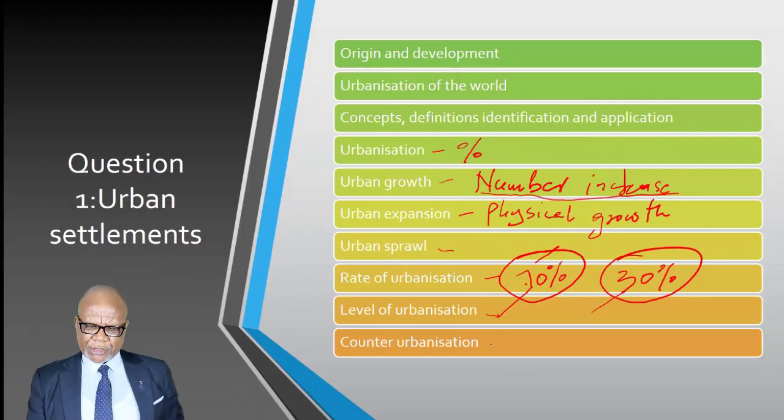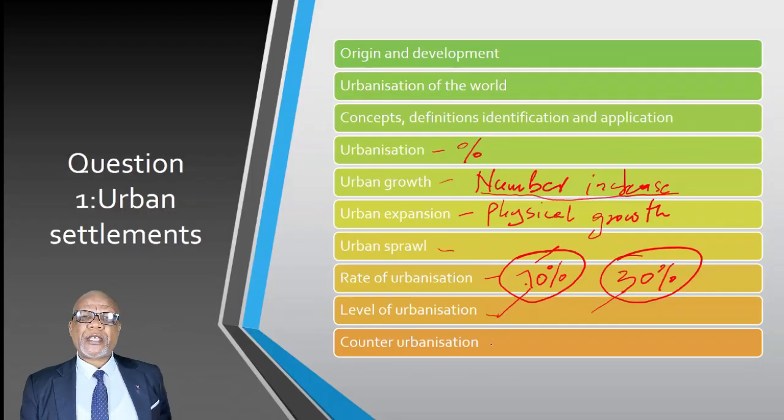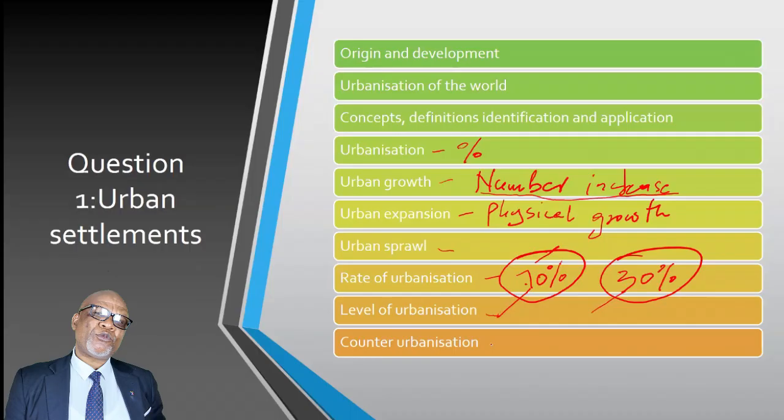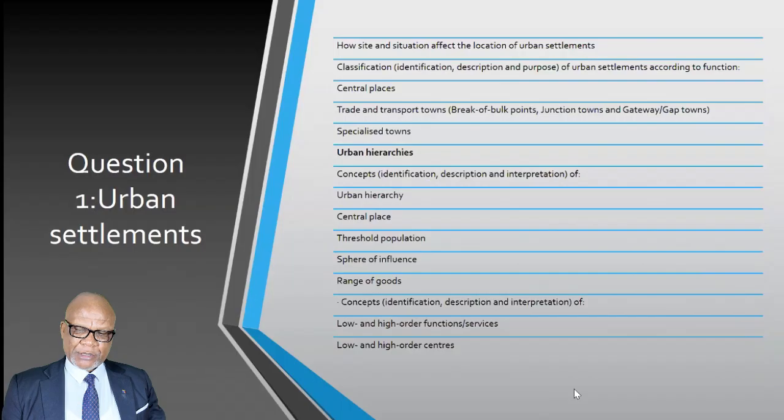Then we have counter urbanization. Urbanization comes with a lot of challenges. Once there are a lot of people living in urban areas, what happens? There's traffic congestion, there is shortage of resources, there is increase in crime, there is overcrowding, there are a number of problems. Because of the problems that are experienced, people start to move out of urban areas and settle back into rural areas. So what do you call that? We call that counter urbanization. It's when people move from urban areas back to rural areas. We call that process counter urbanization.